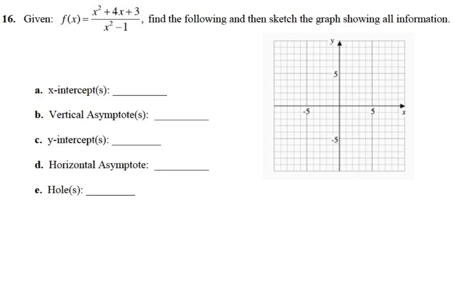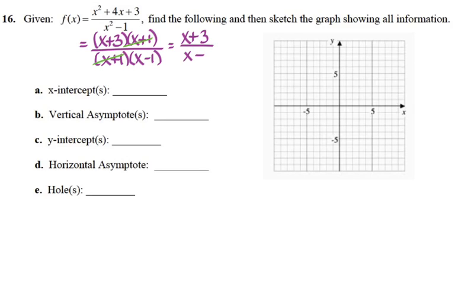Alright, number 16, we can go ahead and start by factoring this. So that factors to x plus 3, x plus 1. We didn't have to factor for the last one, but this one we do. X squared minus 1 factors to x plus 1 and x minus 1. If you'll notice, your x plus 1's cancel. So your leftover function is x plus 3 over x minus 1.